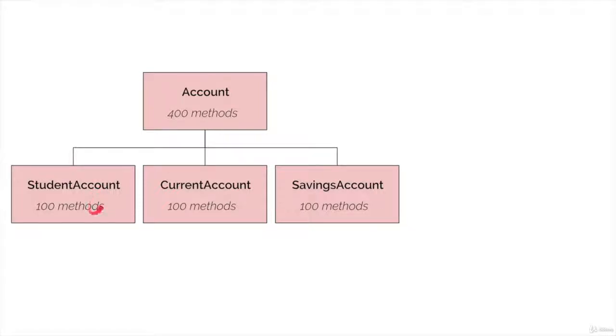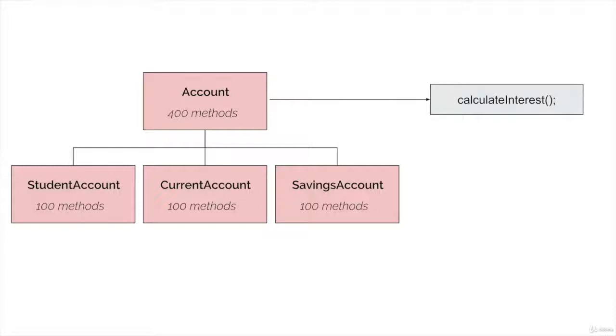For example, for student account you have to collect or validate the college name, so you don't need to put a validate college name method in the account class, but you can have the validate college name method only in student account, because validate college name is not applicable for current, savings and any other accounts you might add in future. So that's the reason you will have that particular method, which is specific to student account, in the student account class. That's how you define it.